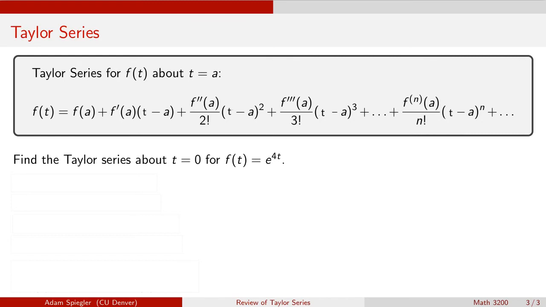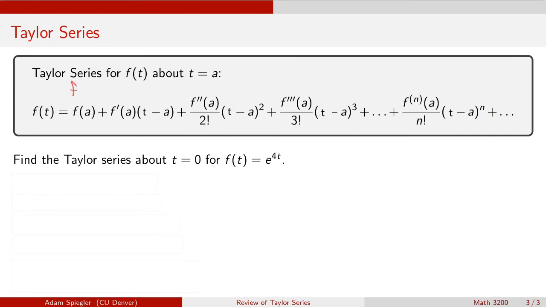relating to Taylor series. So let's consider the following function, f of t equals e to the 4t. And this is relating to the previous example. I am ignoring the i for the time being, but we'll consider that in class together. So if I want to find a Taylor series about t equals 0 for this function, well then let's use this formula over here. So now my value for a is 0. So we're doing this about 0.